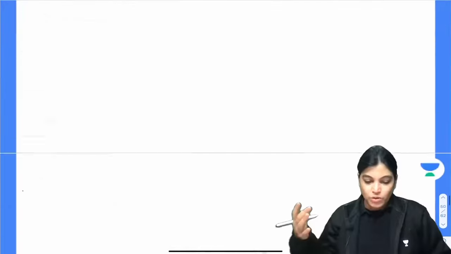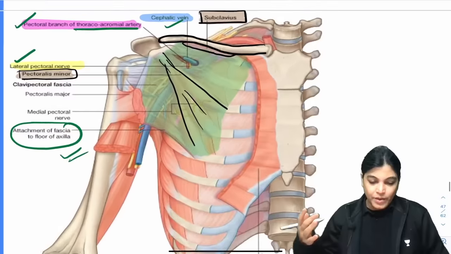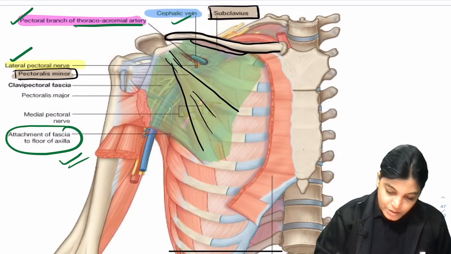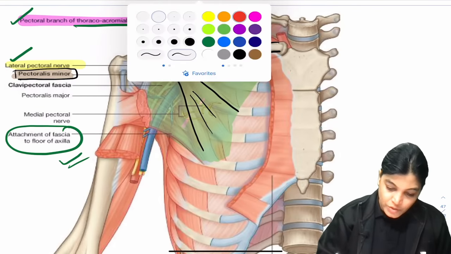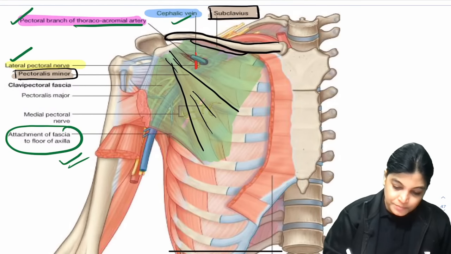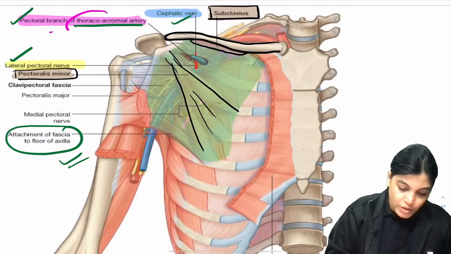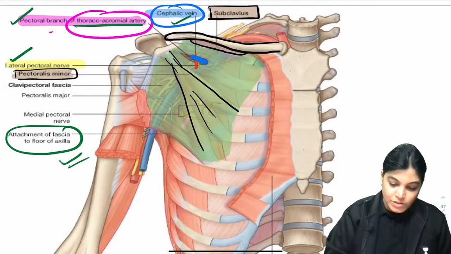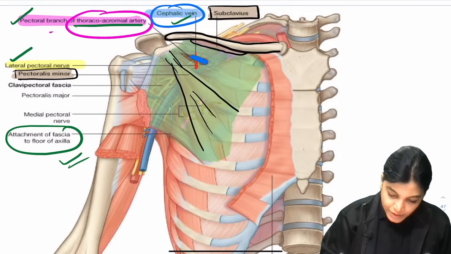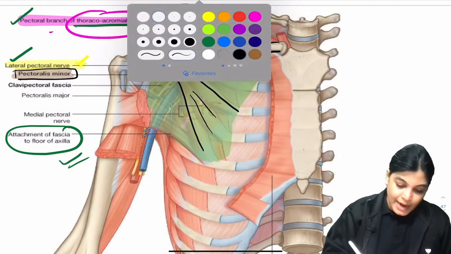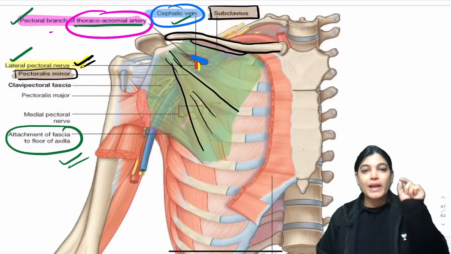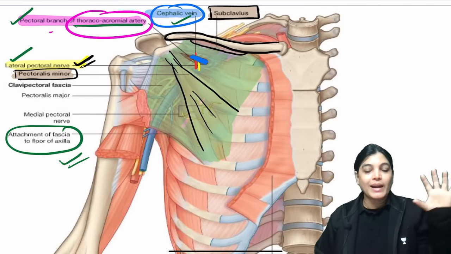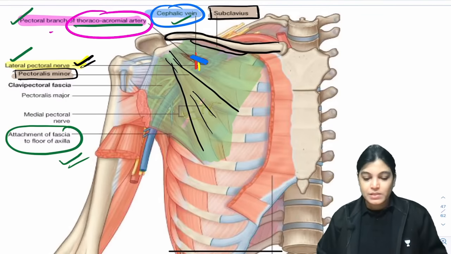I want to show you one more diagram for this. See here, if I highlight this diagram, you can see the artery piercing the clavipectoral fascia. The artery piercing is the thoracoacromial artery. This is the vein which is piercing, the cephalic vein, and also the nerve, a small yellow-colored nerve lying very close. Can you see here? This is the lateral pectoral nerve. Blue is the cephalic vein, red is the thoracoacromial artery, yellow is the lateral pectoral nerve. Lymphatics have not been shown, but lymphatics also pierce the clavipectoral fascia.